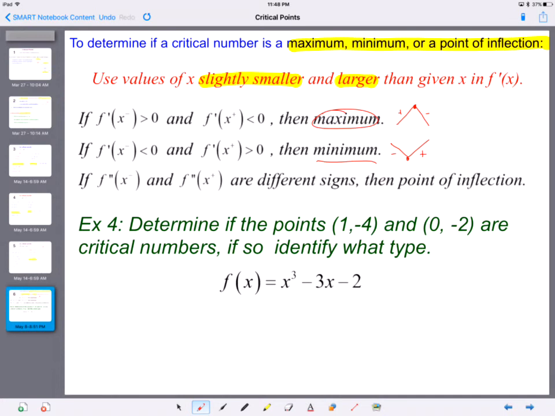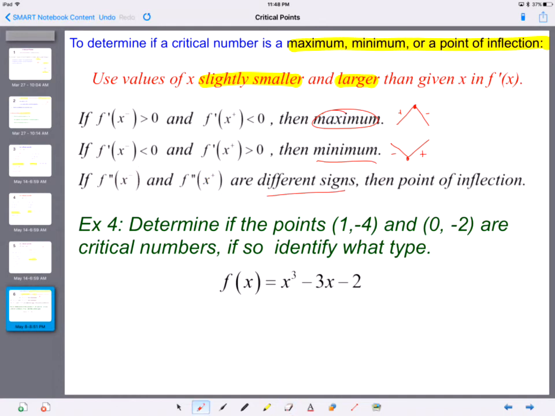And the last thing, in terms of the point of inflection, if you don't see a change in sign like that, then you look at the second derivative and you look at the left and you look at the right of x. And if the signs are different, then it's a point of inflection. If they're not different, then it's not a critical point. It's not a max-min or a point of inflection. So we're going to use this to kind of prove what these points are.